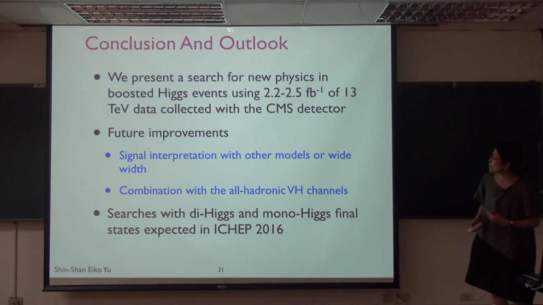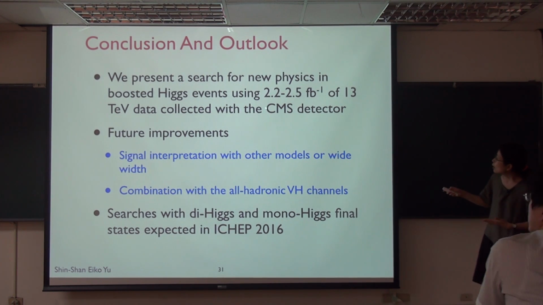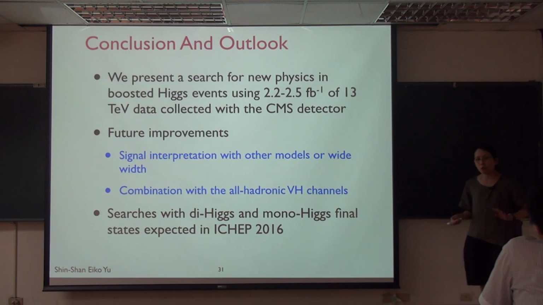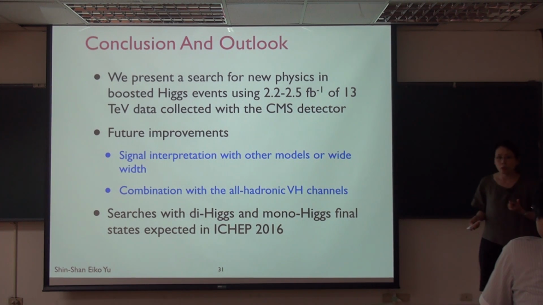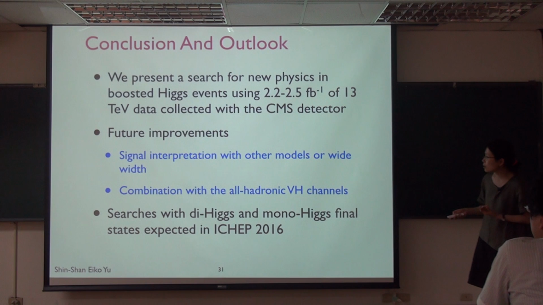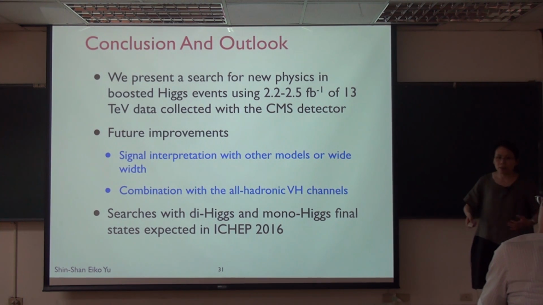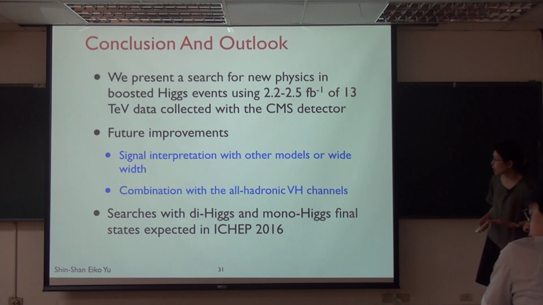So to conclude, I presented a search for new physics using boosted Higgs events, using about 2.2 to 2.5 inverse femtobarns of data. And there could be some other future improvements. Our Monte Carlo were all simulated with the narrow width assumption. But we already have Monte Carlo with wider width assumptions, which will give us a different signal interpretation.